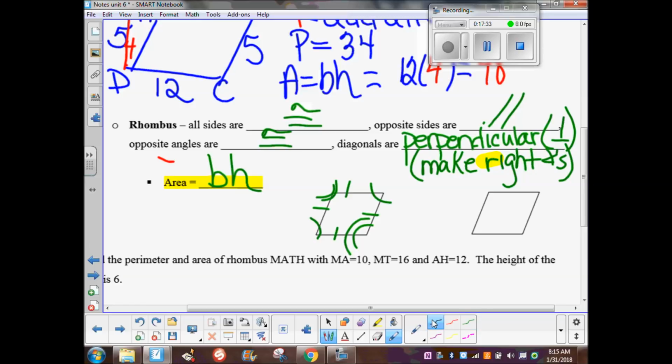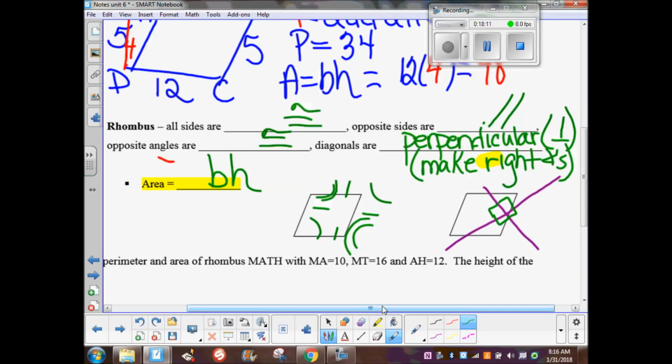Okay. And then over here, let's address what it means about the diagonal. A diagonal goes from corner to corner, opposite corner to opposite corner. And if we draw in that other diagonal, and we said that they're perpendicular, so they make right angles. So we got 4 right angles right there in the center, right?